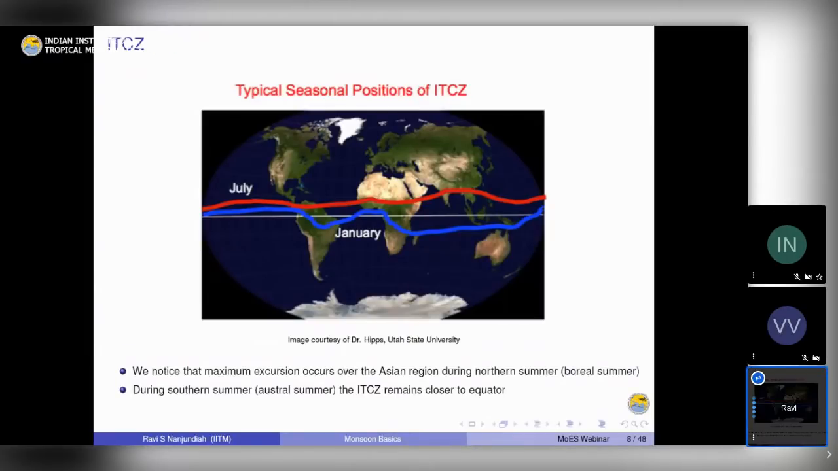This is the typical position of the intertropical convergence zone in July and in January. The blue one shows the position in January, and in July it is the red line. You can see that the maximum excursion of the intertropical convergence zone occurs over the Indian region. In other regions, you can see hardly any movement. For example, over the Americas, there is hardly any change, but the largest excursion of the ITCZ is over the Indian region. In the rest of the world it stays close to the equator, but it comes as much as 20 or 25 north over the Indian region. So that's what makes the Indian summer monsoon unique.